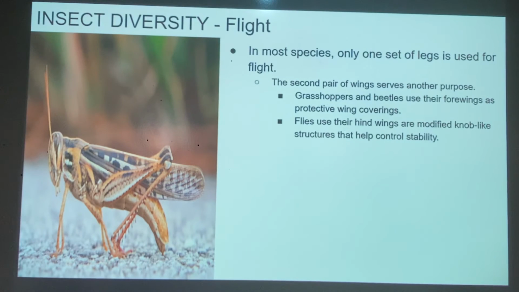In most species, there's only one set of wings that is used for flight. The second pair of wings serves another purpose. So for example, grasshoppers and beetles, they're going to use their forewings, or the wings on the top, as protective wing coverings. And then flies use their hind wings like modified structures to help control stability.